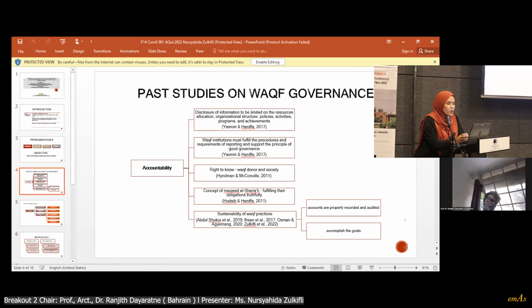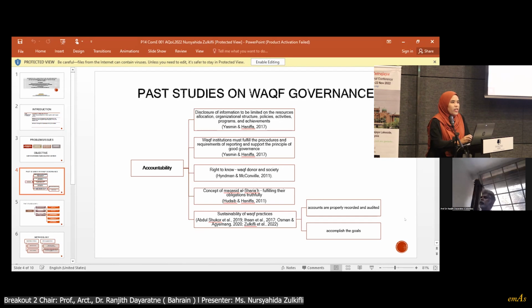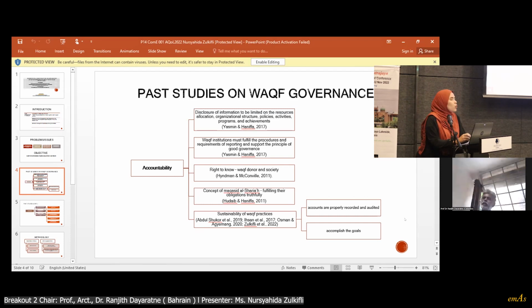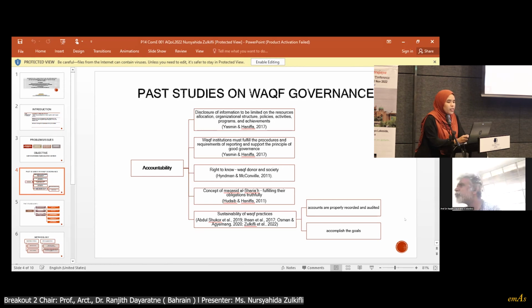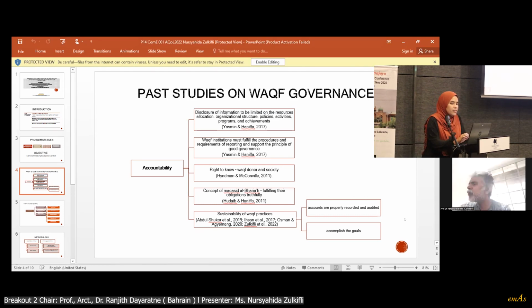So, according to Yasmin and Hanifa, there is limited disclosure on resource allocation. As we know, the wakaf is a trust from the public, and the wakaf institution must fulfill the procedure and requirement of reporting. This is important to support the principle of good governance. In terms of accountability, it is important for the donor, the wakif, to know how they manage the properties.